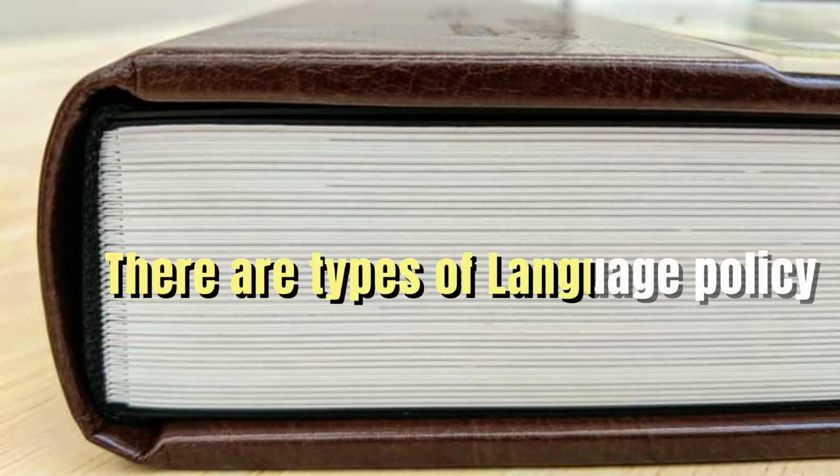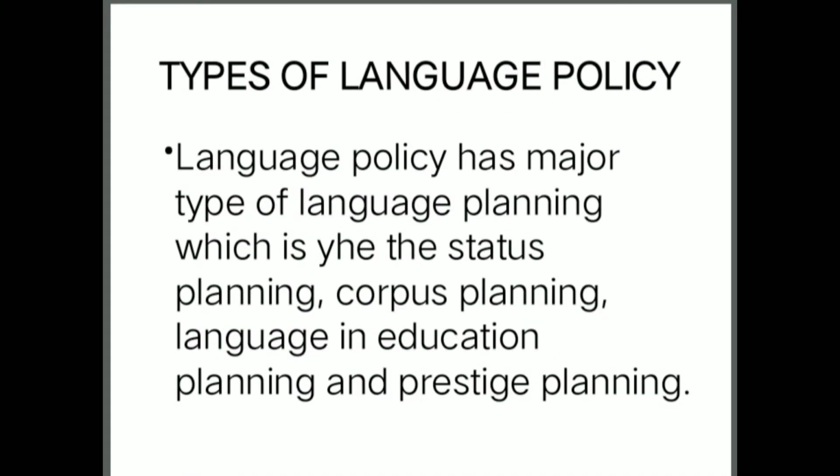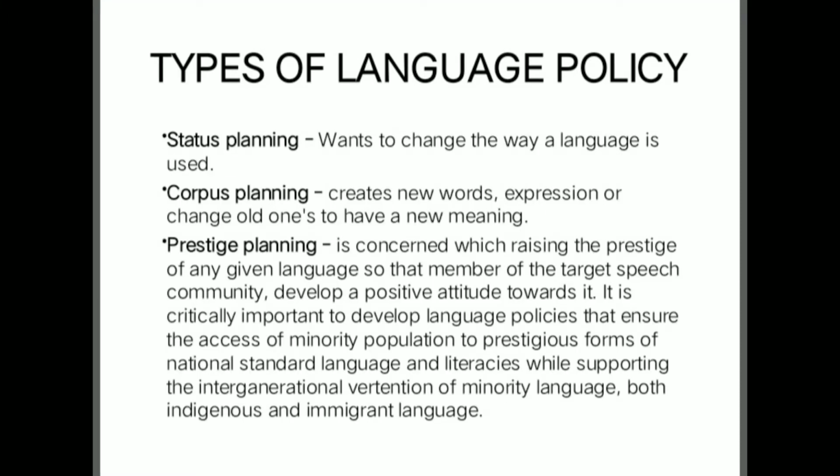So there are types of language policy. Language policy has major types of language planning, which are status planning, corpus planning, language and education planning, and prestige planning. First is status planning. This wants to change the way a language is used. Second, corpus planning. This creates new words and expressions, or changes old ones to have new meanings. And lastly is prestige planning.